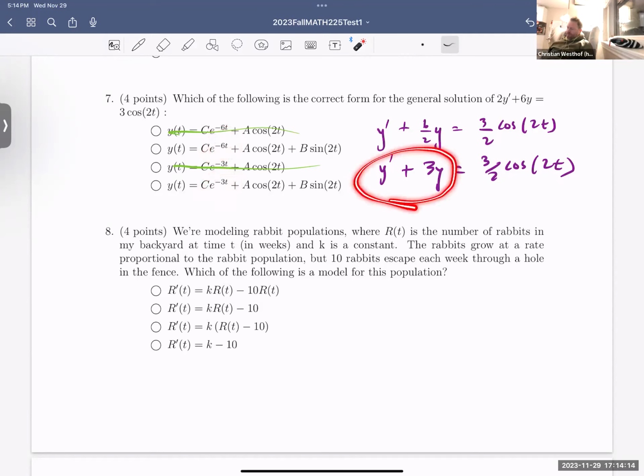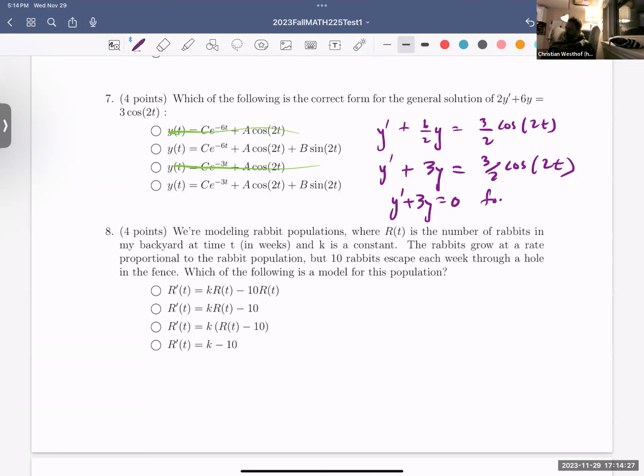When you solve the y prime plus 3y, you would get, as a homogeneous solution, for y sub h, y prime equals negative 3y. This tells us that y is some c e to the negative 3t. So we're going to pick that one.